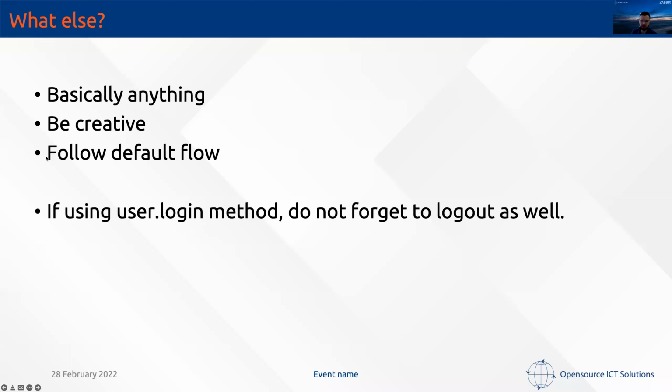And of course, follow that default flow that we just went through. Make sure that you write out your flow and start building them. If you're using the user login method, do not forget to log out as well. Of course, you don't want to keep all of those sessions open to anyone, so make sure to log out. But if you're using Zabbix 5.4 or higher, so 6.0 LTS as well, make sure to use the API keys.